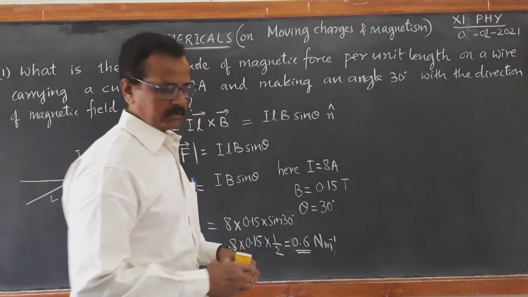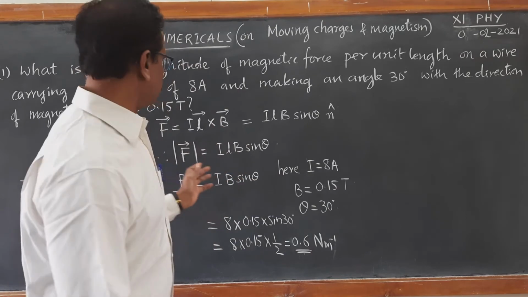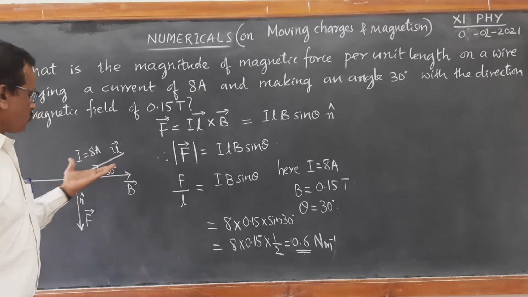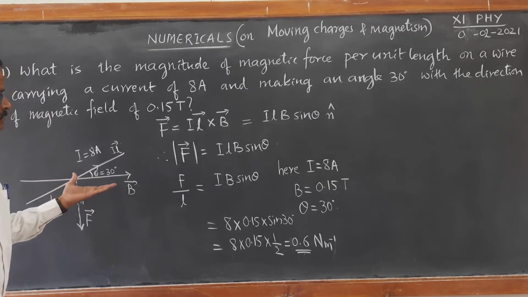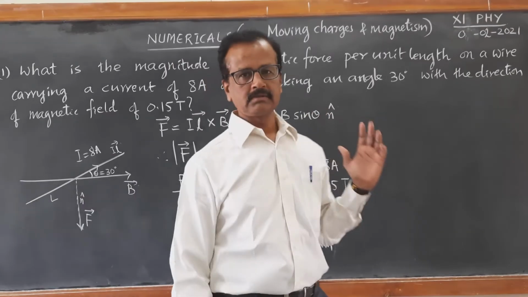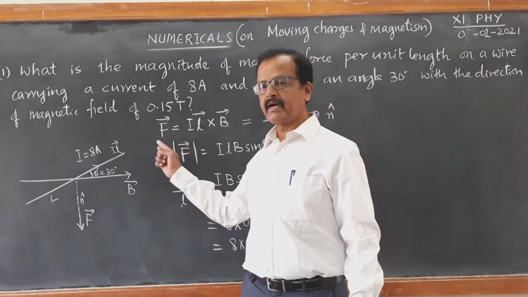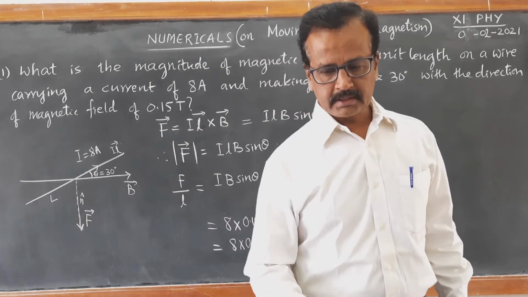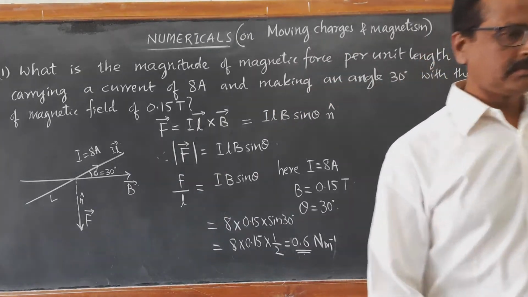0.6 Newton per meter. Okay, so this is a simple problem. We must first recall the law behind it. A current carrying conductor experiences a magnetic force, right? Then immediately we have to write the magnetic Lorentz force experienced by the current carrying conductor. Let us solve some more problems.